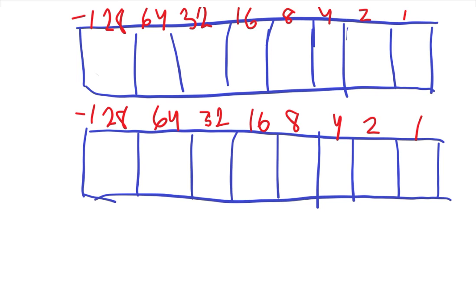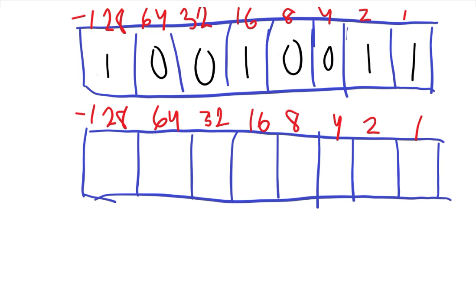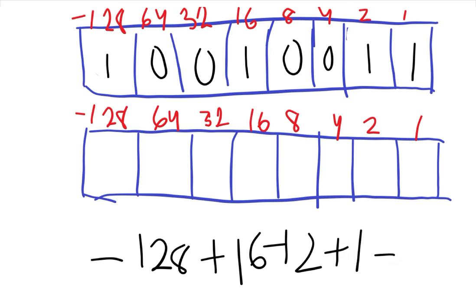So negative 109 can be written in 2's complement format as shown: 1, 0, 0, 1, 0, 0, 1, 1. The 1 on the leftmost side indicates that it is a negative number. And this is also true for the denary value. We can see that negative 128 plus 16 plus 2 plus 1 is equal to negative 109.